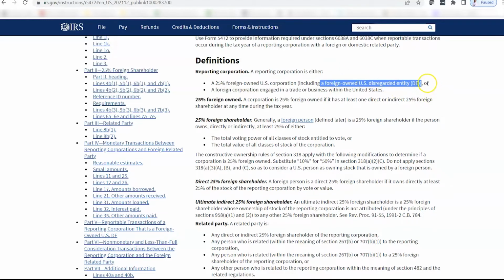Now, the third entity that falls into this category as a reporting corporation is a foreign corporation that is engaged in a U.S. trade or business, and where that foreign corporation has a reportable transaction. So first of all, you need to figure out whether you are a reporting corporation, and the second step of the process is to figure out whether you have a reportable transaction. Because if you do not have a reportable transaction, then you do not have to file this form.